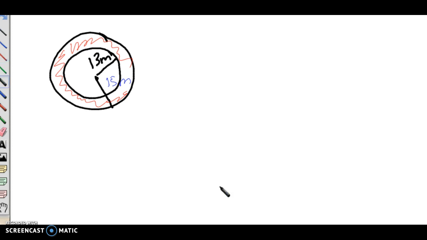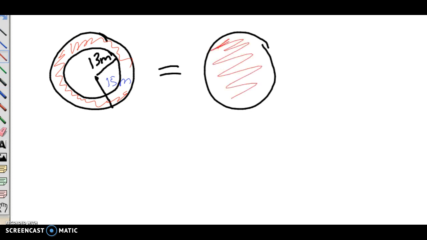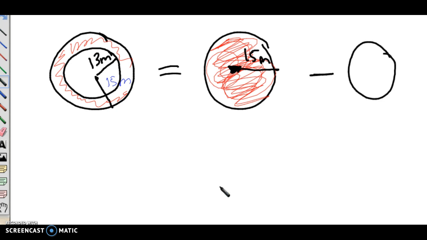This is the same thing as the whole donut with nothing missing in the middle. The area of the whole donut. And the whole donut has a radius of 15 meters. And then we're going to remove the donut hole. We're going to take out of the middle of this donut the hole, okay? And the donut hole that we are removing has a radius of 13 meters.